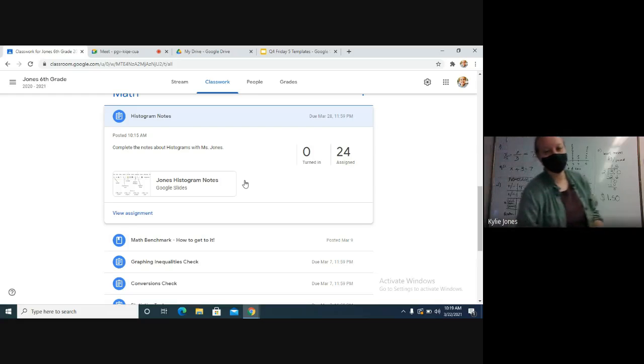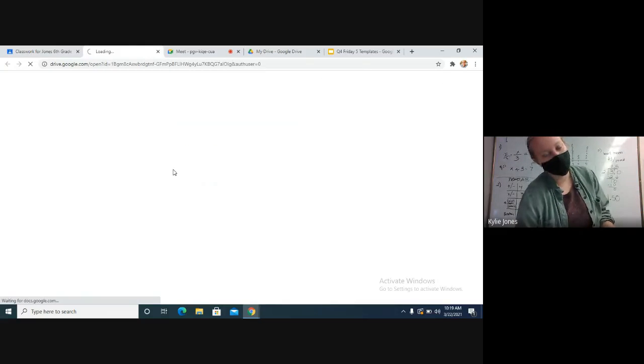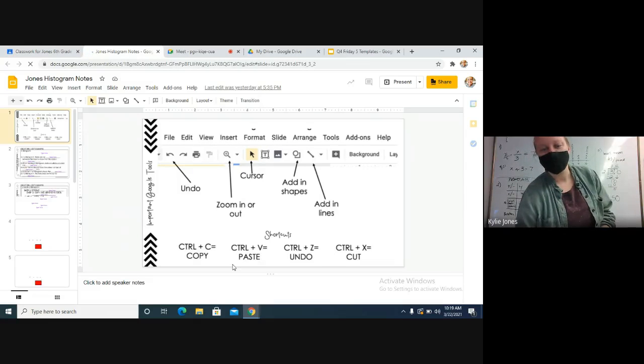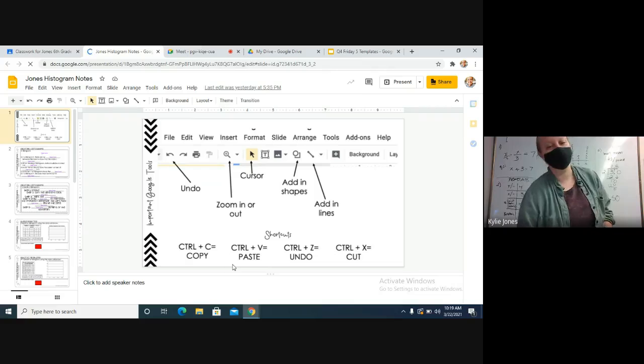So for those of you that are doing it online, when we open it up, the first slide is things that help you out with this set of slides that we're going to do, like the undo button, zooming in, zooming out, adding some shapes, adding some lines. We're going to use those a little bit today, so look at those to help you out while I do this.